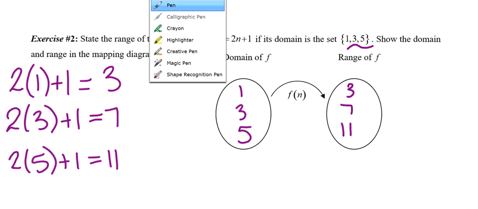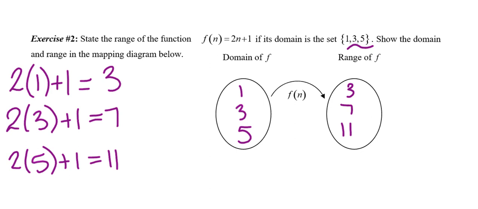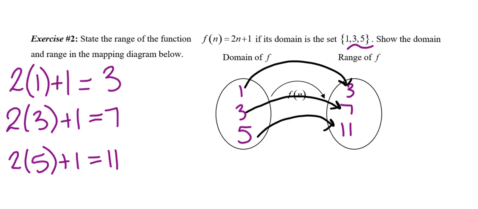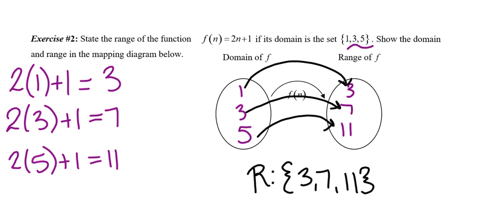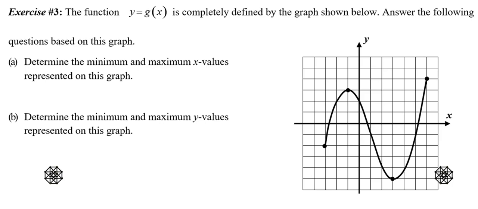So it's important to know that your input is your domain, your output your range, of course. So when I input 1, I get the output of 3. When I input 3, I get the output of 7. And when I input 5, I get the output of 11. So this would make my range the set of 3, 7, and 11. Again, this is the mapping diagram.